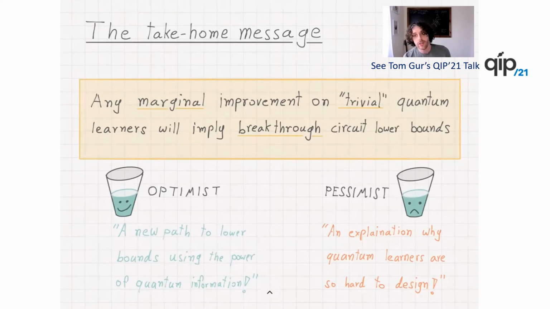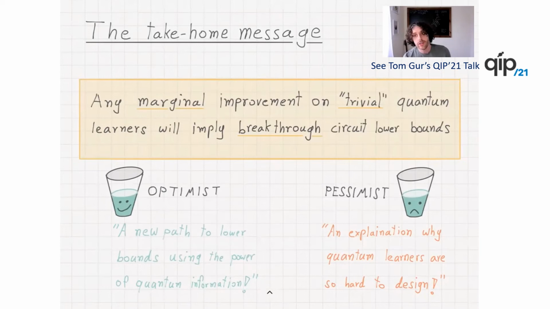There are 2 ways to interpret this new connection. The first one is the optimistic interpretation, and it views our result as saying that it is a new path to lower bounds that explores the power of quantum computing. So if you can design a quantum learning algorithm, you can understand the limits of a circuit class.